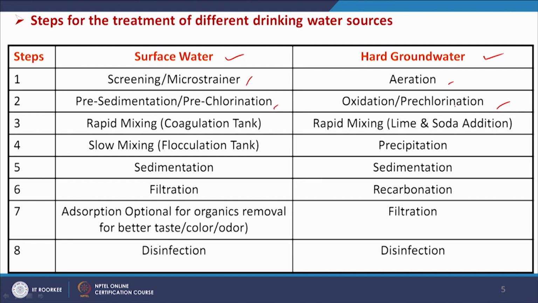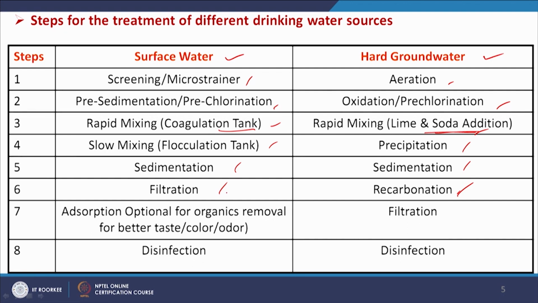Here, oxidation and pre-chlorination are needed in case of groundwater, to convert some ions to the oxidized form that can be easily removed. Then rapid mixing is applicable for both cases, and then slow mixing, sedimentation and filtration are used for surface water, whereas for groundwater we can go for precipitation, sedimentation and recarbonation. Recarbonation is required here because, as we are using lime and soda additions in rapid mixing for groundwater, the pH is increased. Surface water uses a coagulation tank and rapid mixing. So carbon dioxide is sent again to reduce the alkalinity and reduce the pH.